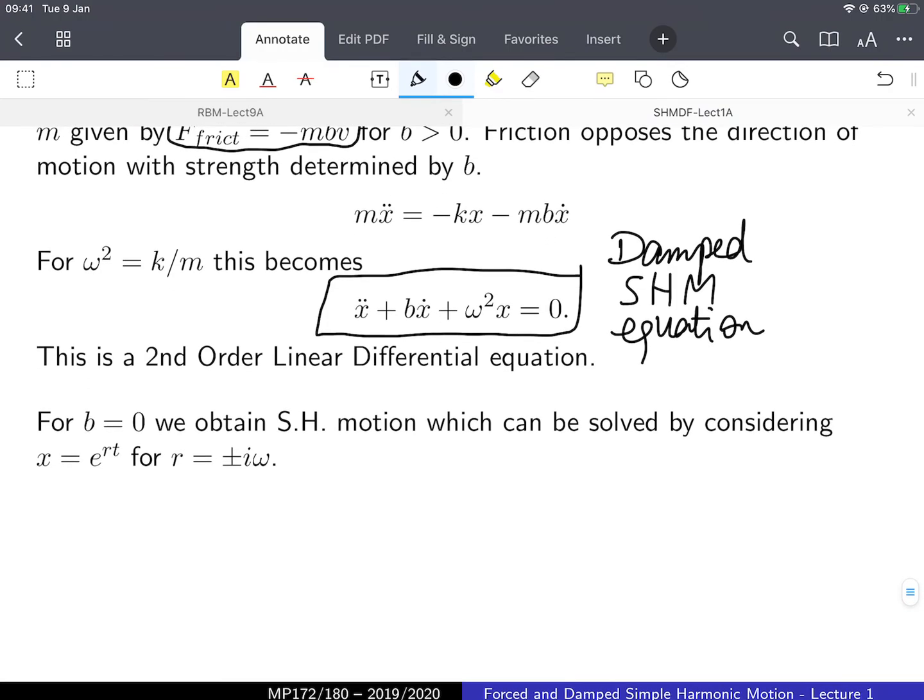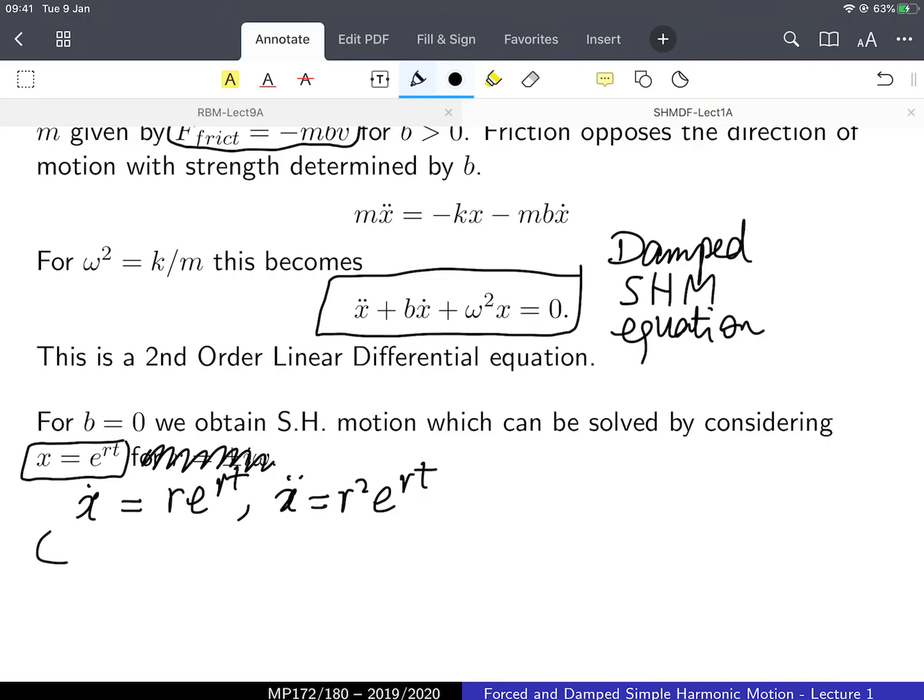And how do we solve it? We just go the same way as we did earlier. You look for a solution. Just take a wild guess. You reckon this might work, x equals e to the rt. And I'm just going to put it in, right? I have x dot is going to be r e to the rt. X double dot is going to be r squared e to the rt. I substitute into the equation.